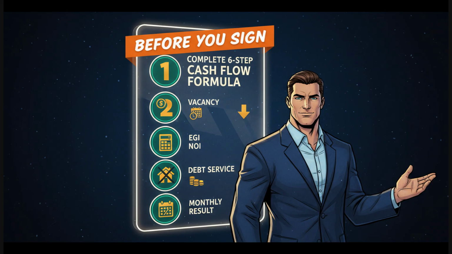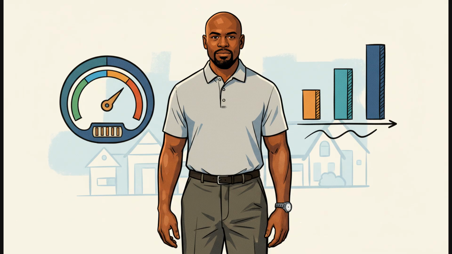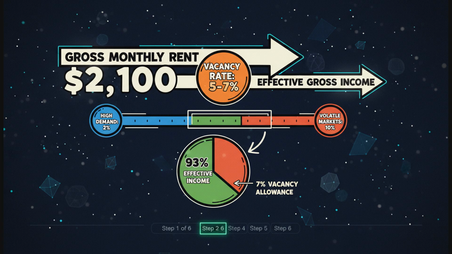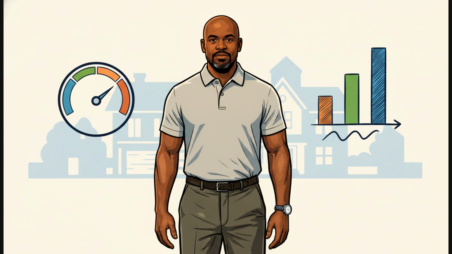Now I want to give you the full formula you can use on any property tonight before you sign anything. Step 1, list all rental income. Include laundry, parking, any side income from the property. Step 2, apply a vacancy rate. The national average is 5 to 7%. In high demand areas, it can be 2%. In volatile markets, it can be 10.